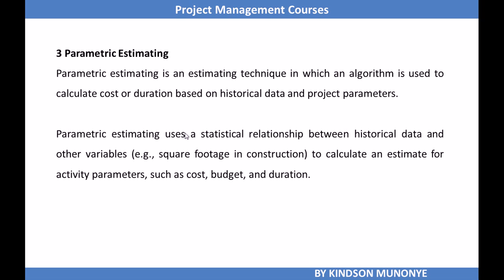The third tool and technique will be parametric estimating, which is an estimating technique in which an algorithm is used to calculate the cost or duration based on historical data and project parameters. So parametric estimating uses a statistical relationship between historical data and other variables to calculate an estimate for activity parameters such as cost, budget, and duration. Let's take a little more look into parametric estimating.